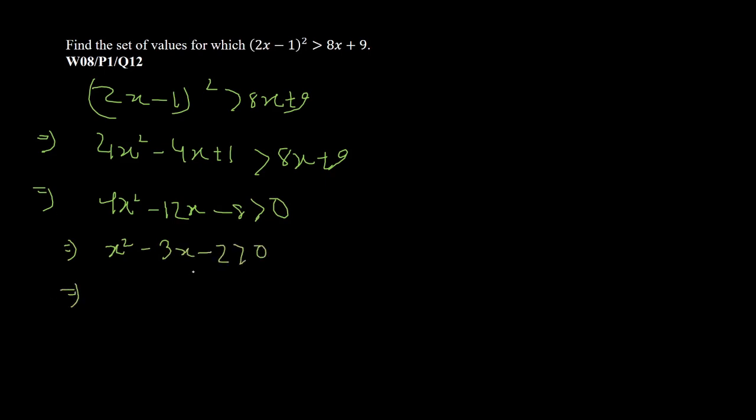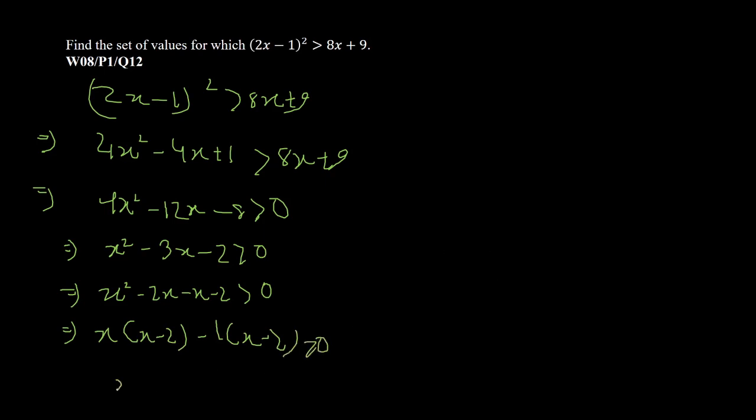Now we can do the middle term breakdown, which is factorizing. So x square minus 2x minus x minus 2, we can write 3 as 2 and 1. So we can write this as x minus 2 minus 1 x minus 2 greater than 0. Therefore we can write this as x minus 2 and then x minus 1 greater than 0. Your critical values in this case are x equals 2 and x equals 1.